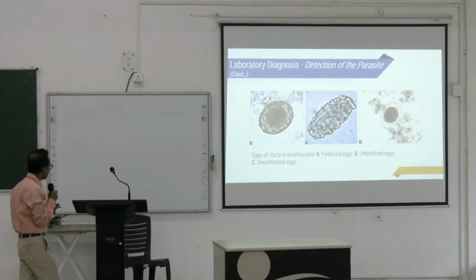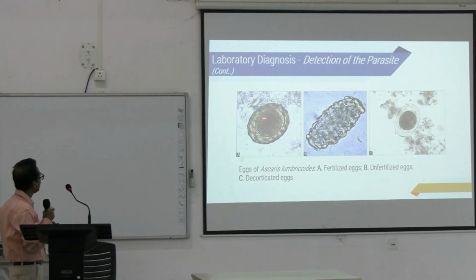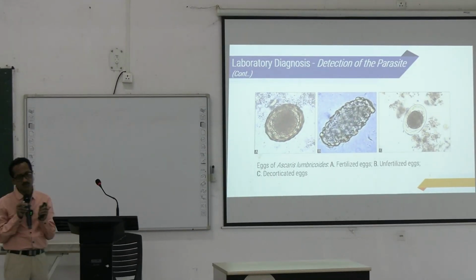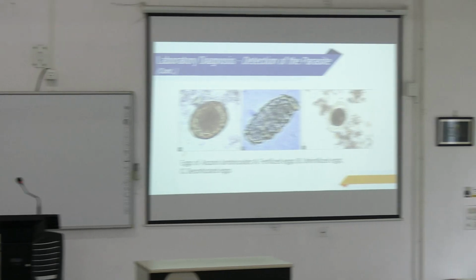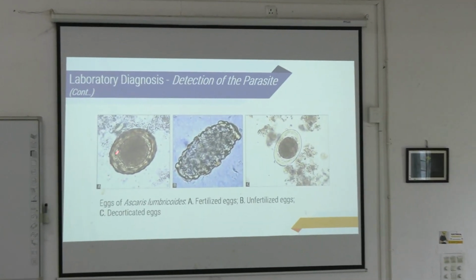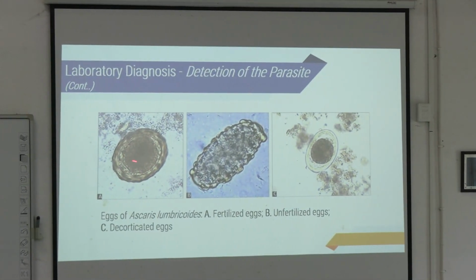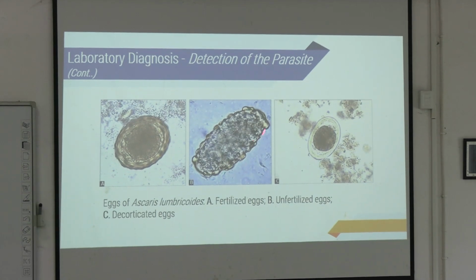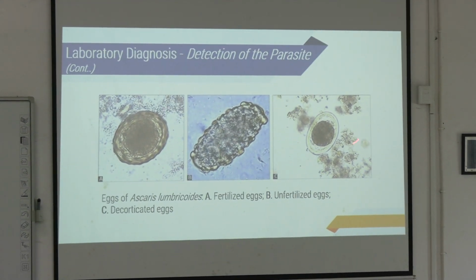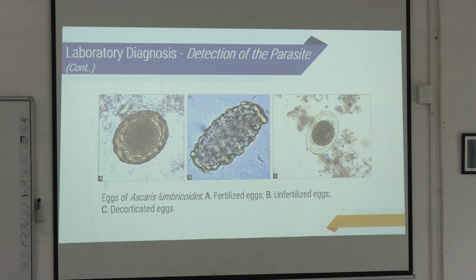This is a normal saline preparation. You will see it like this. When you examine stool in the practical, it will look like this. These are eggs of Ascaris lumbricoides; this is unfertilized and this is decorticated. These are the 3 types of eggs.